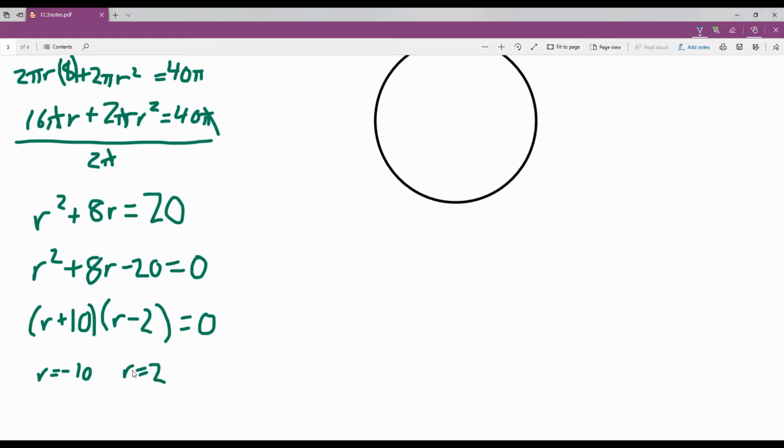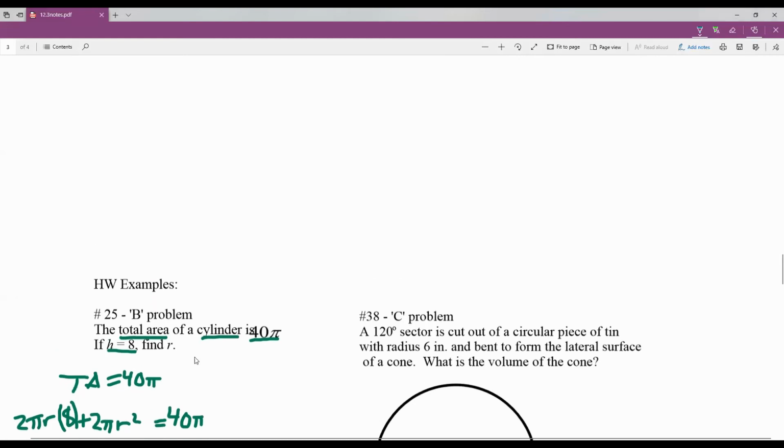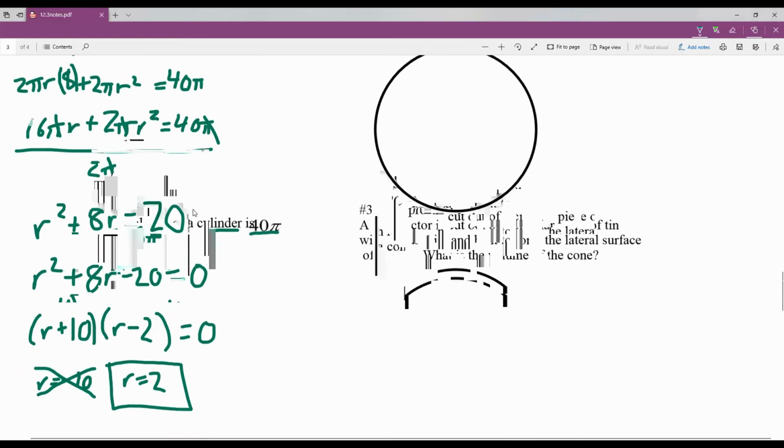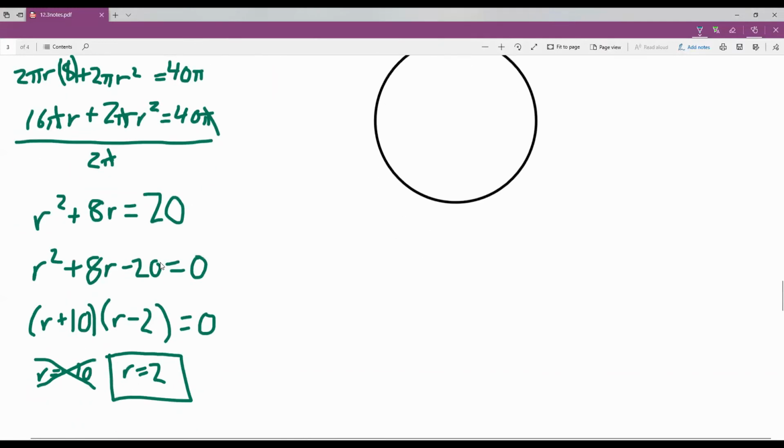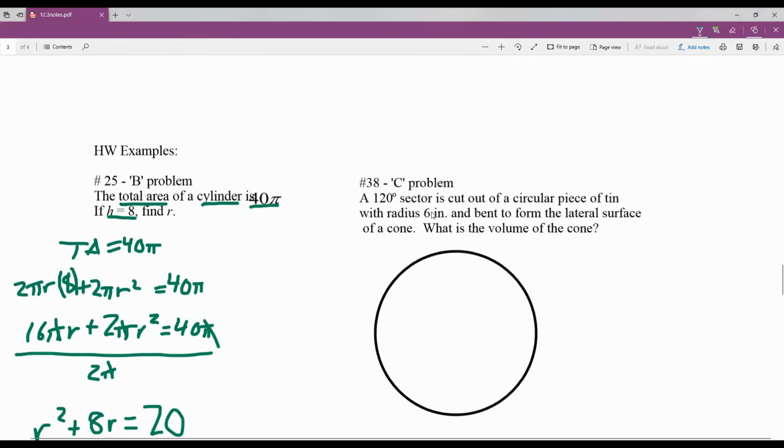However, one of these answers doesn't work. Which one doesn't work? Yeah, this one doesn't work. We can't have a radius that's a negative length, so that one's out. So it looks like our answer is r is equal to 2. Okay, not that bad. This one just required algebra and barely required any geometry other than knowing these formulas. All right, so let's move on to a slightly more challenging problem.